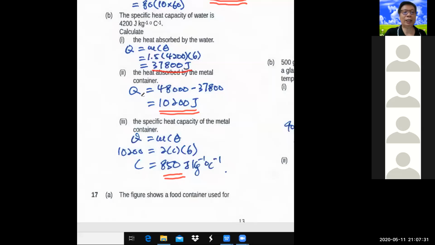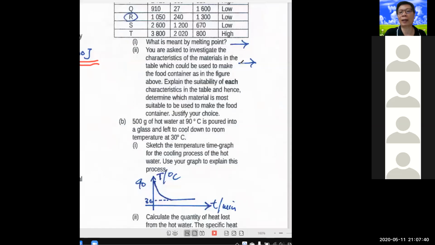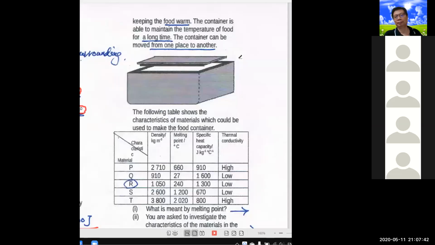Number 17, okay? The question number 17. You ask a big question now. Don't just every time I talk, you're very quiet now, very passive. Okay, read the question.